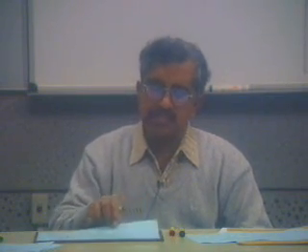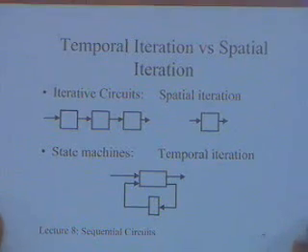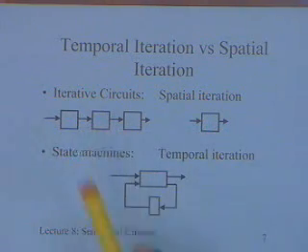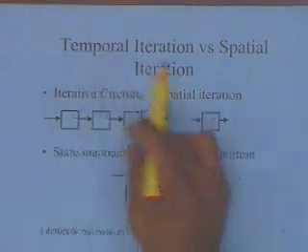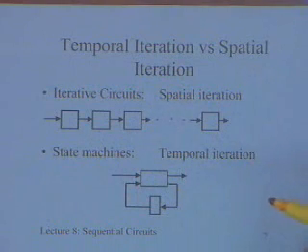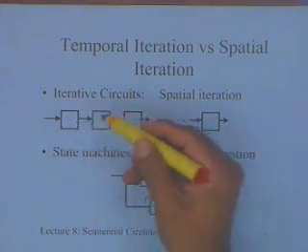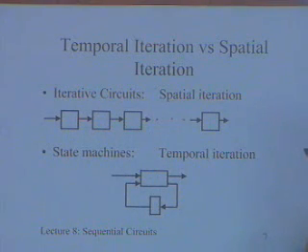Now let us look at this particular state machine vis-a-vis what had happened in the previous case. In the previous case, when we were doing iterative circuit design of a combinational circuit, we can look at it as spatial iteration. I was making copies of this circuit. It is the same circuit, a number of copies of them, and I was doing it spatially because I'm repeating them. So whether it is a parity generator or a pattern recognizer, I have identical cells and copies of them and I can repeat that.